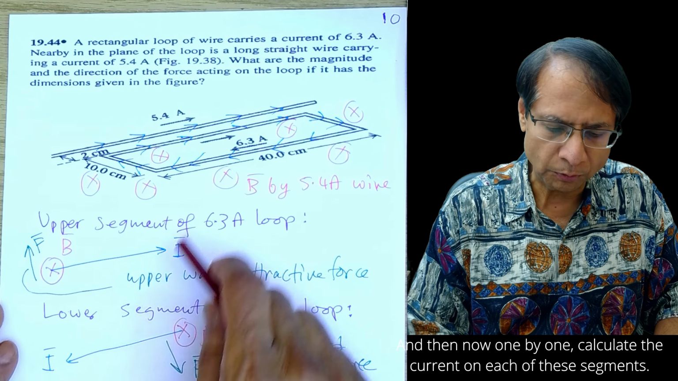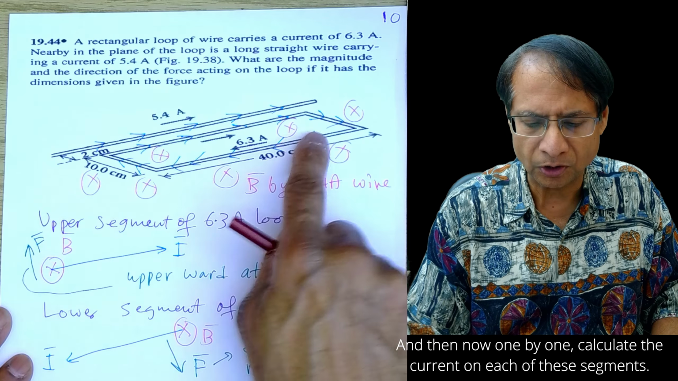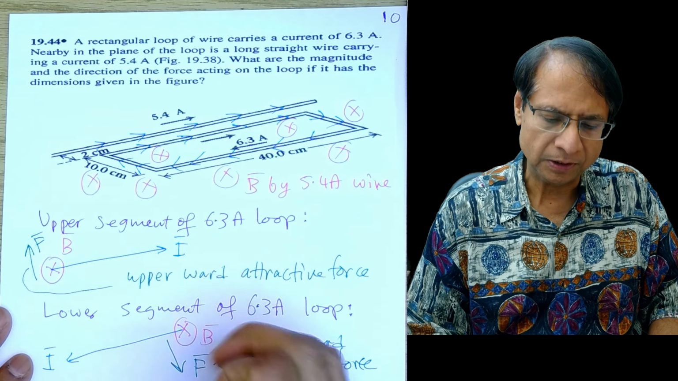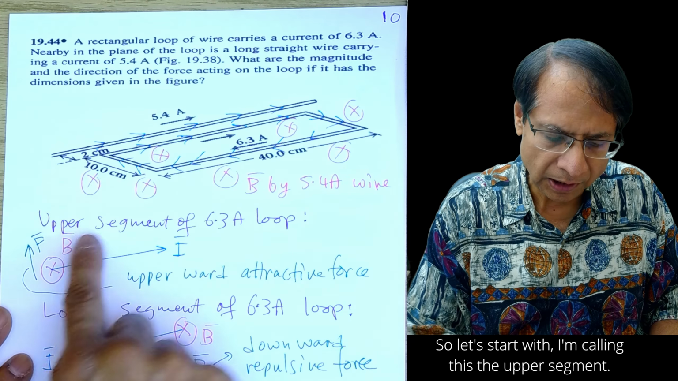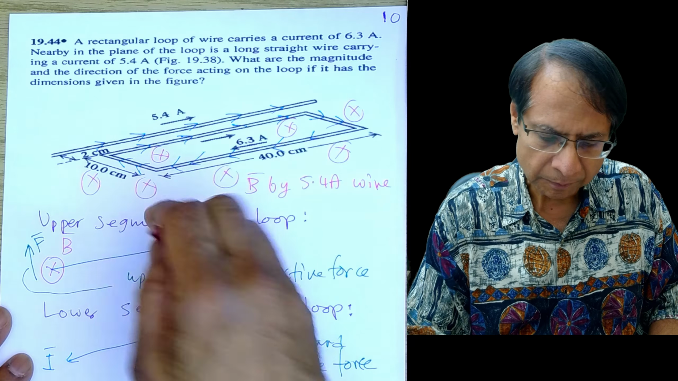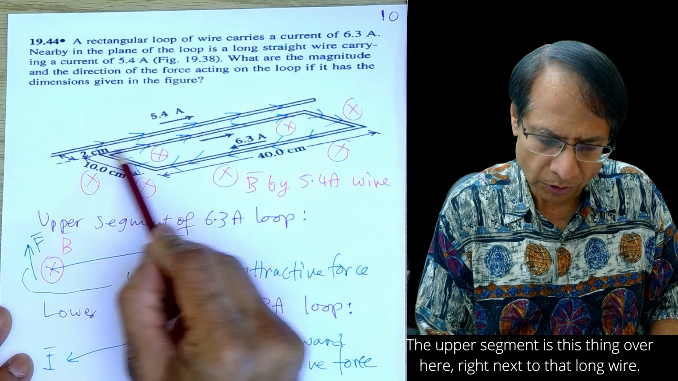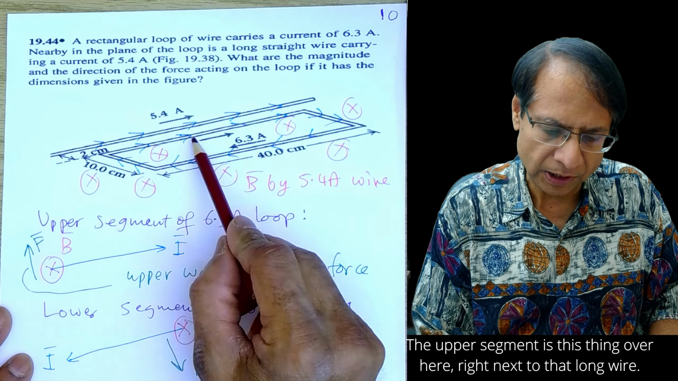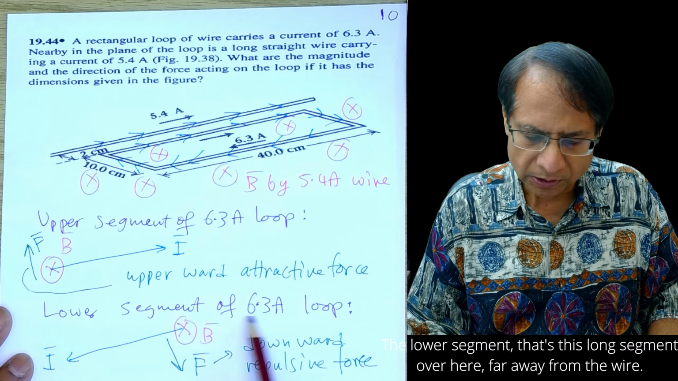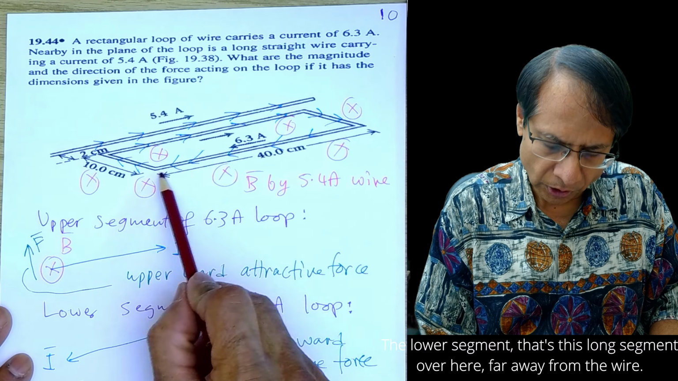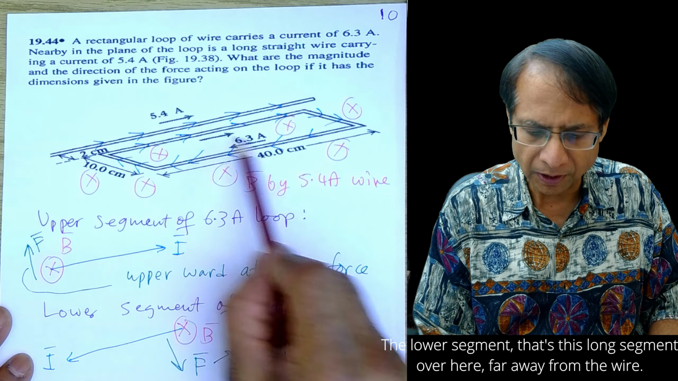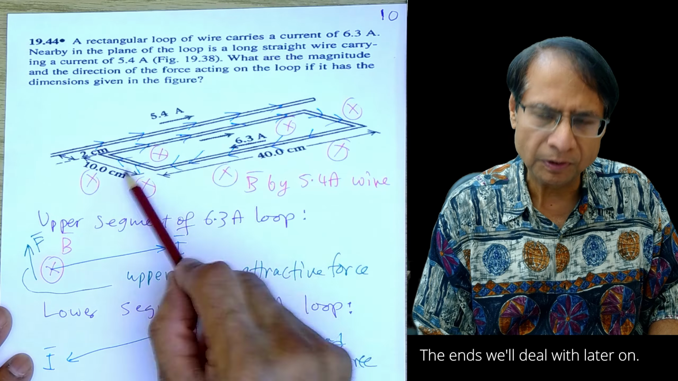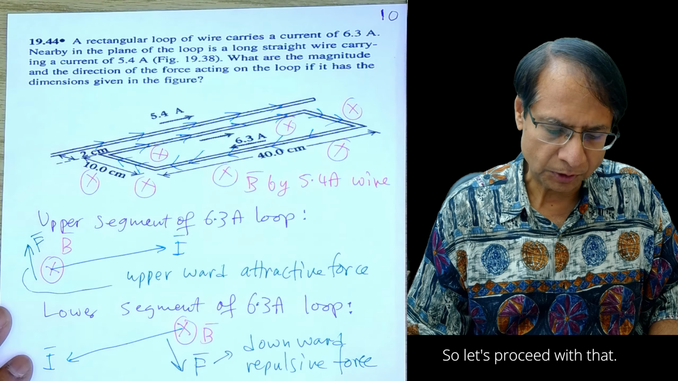And now one by one, calculate the force on each of these segments. So let's start with what I'm calling the upper segment. The upper segment is this thing over here, right next to that long wire. The lower segment, that's this long segment over here, far away from the wire. The ends we'll deal with later on. So let's proceed with that.